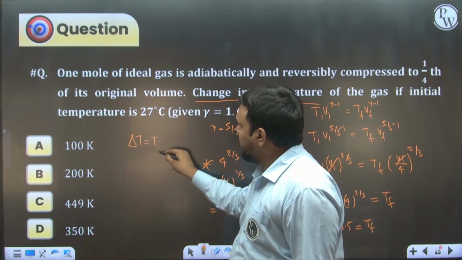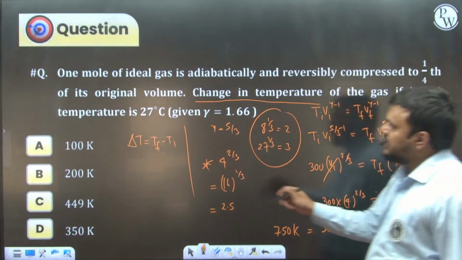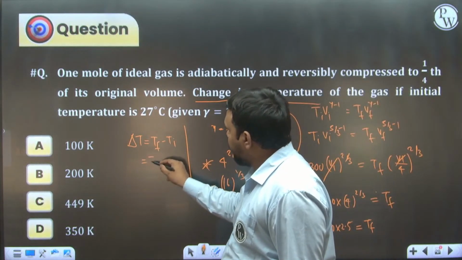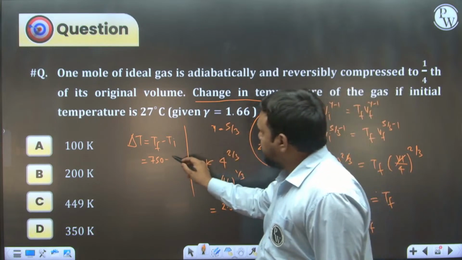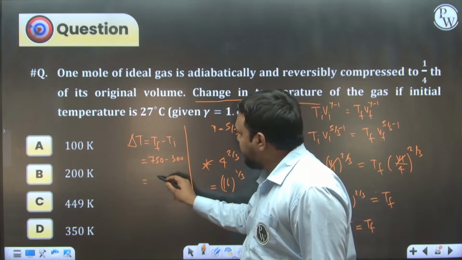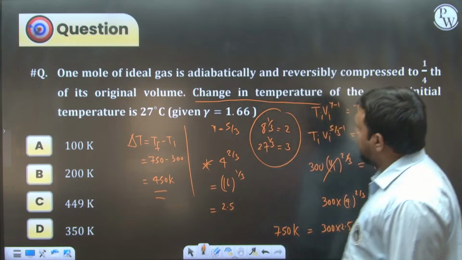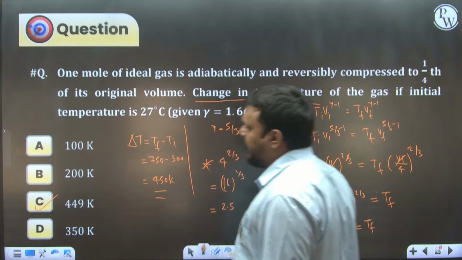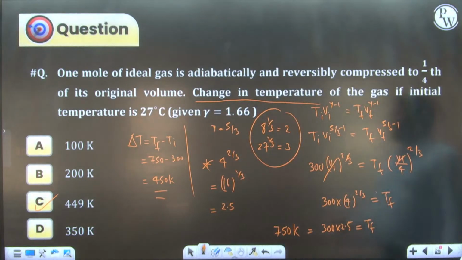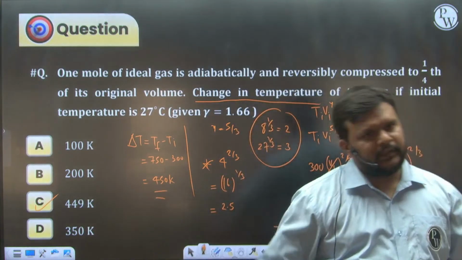Delta T is nothing but temperature final minus temperature initial. We got the temperature final as 750, and the temperature initial as they have already given us 300. So how much are we getting? We are getting 450 Kelvin as our answer. Of course, we will get approximately only in this type of question. We cannot get the exact value. So we got 450 Kelvin and the answer will be 449 Kelvin.